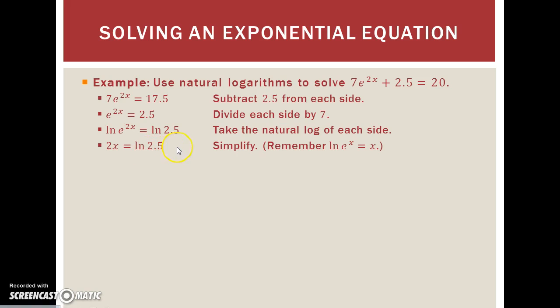ln 2.5 you can do in your calculator. If you look, you'll see that ln button near the log button. That's how you can figure that out. We can divide each side by 2. And then last but not least, using the calculator, we can figure out that x is approximately 0.458.